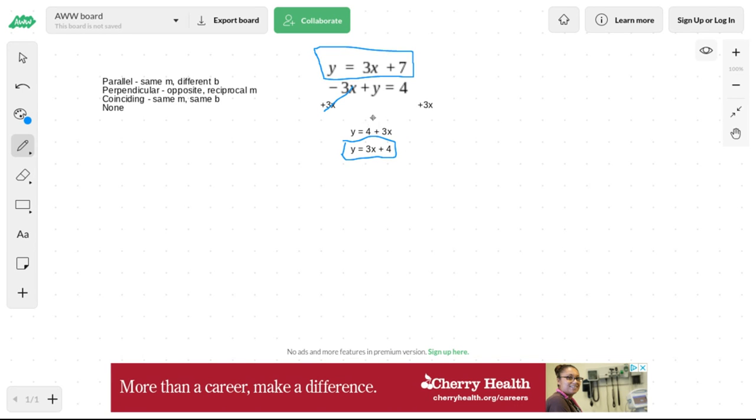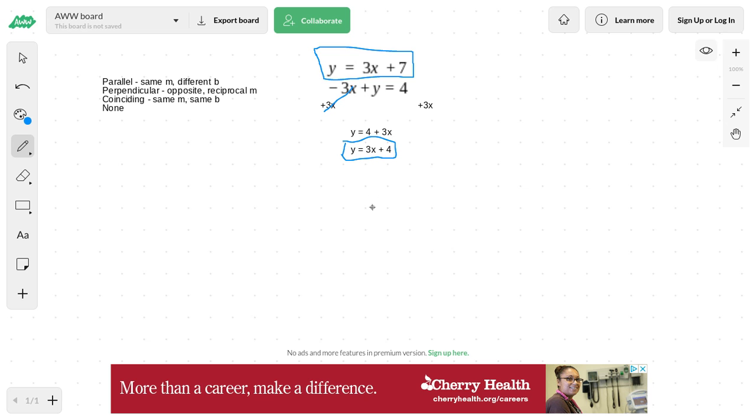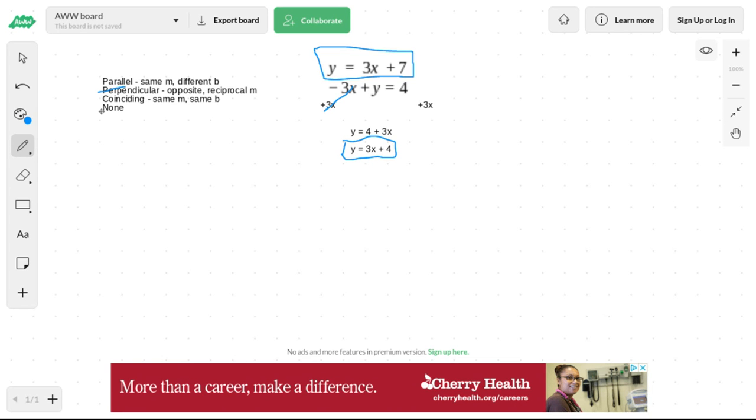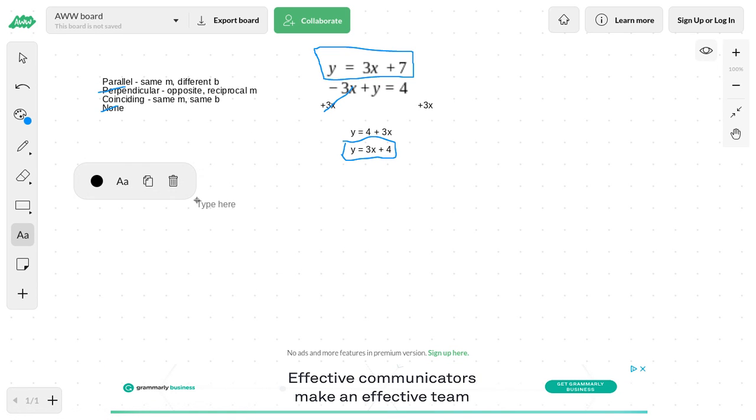So first I want to look at the m's. So this one is 3 and this one is 3. Right away, I know that they're the same, so I know it can't be perpendicular. It also can't be none. Now the only difference between parallel and coinciding is whether it has the same b or a different b. Well, 4 and 7 are very clearly different, so I know that I have a parallel line.